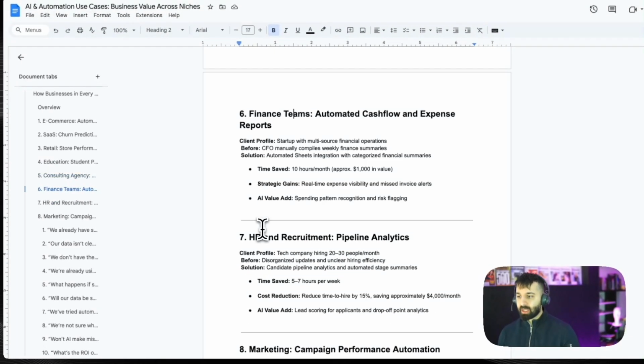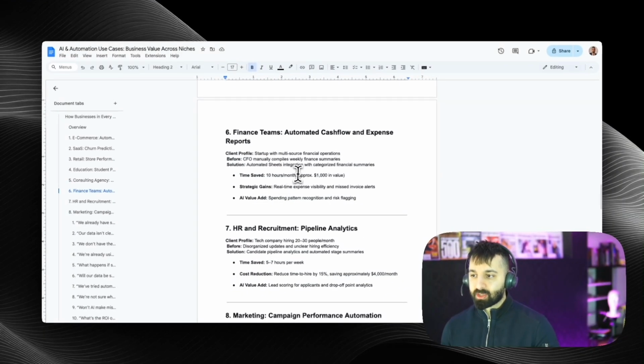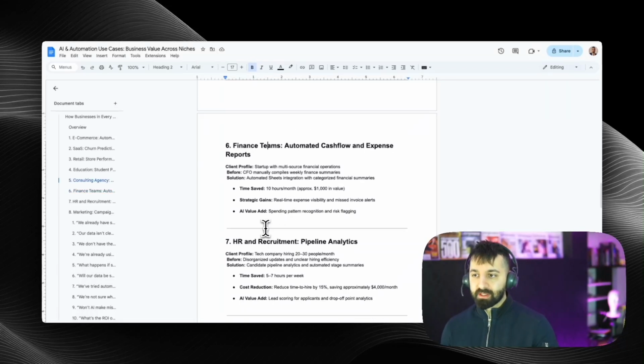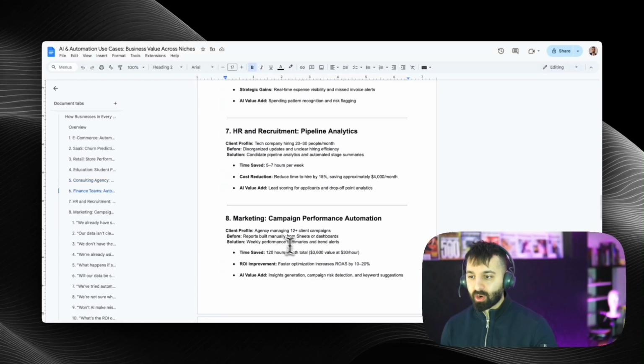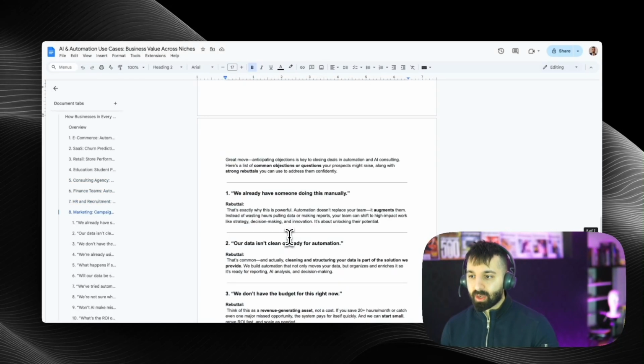Now we have different sectors as well. You have finance, they spend a lot of time trying to see which parts of their business they should automate. We have HR, all these beautiful things, right?